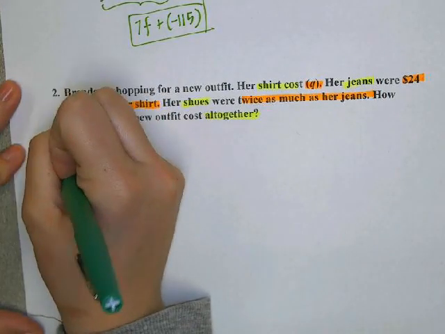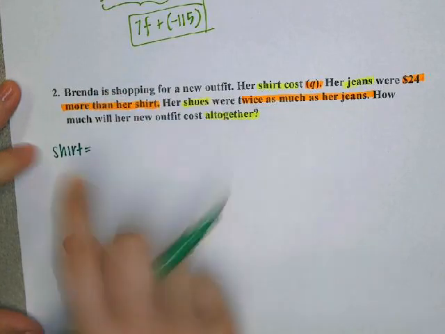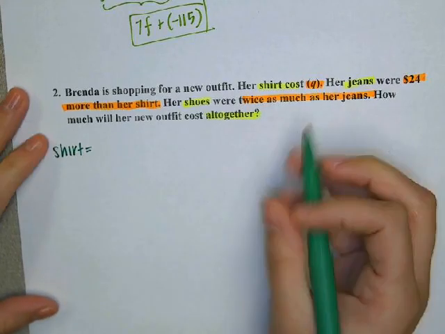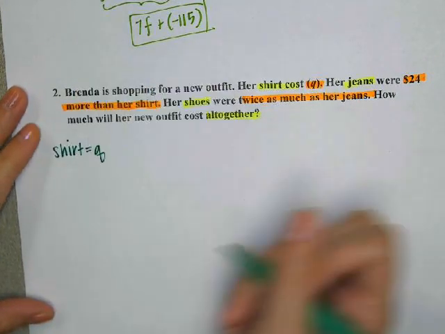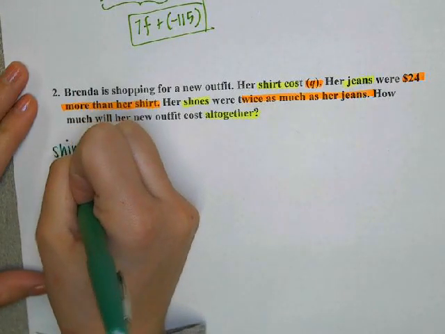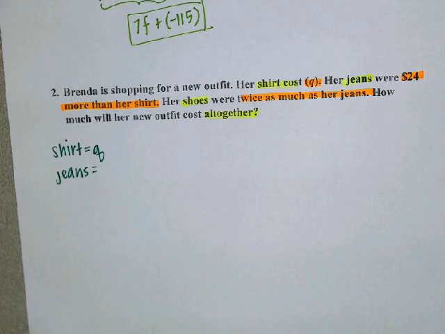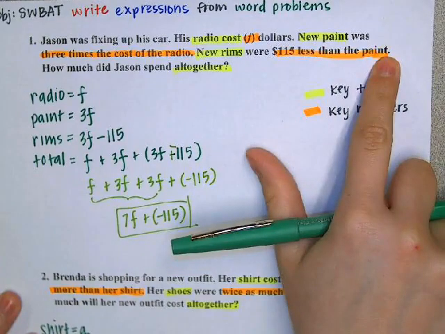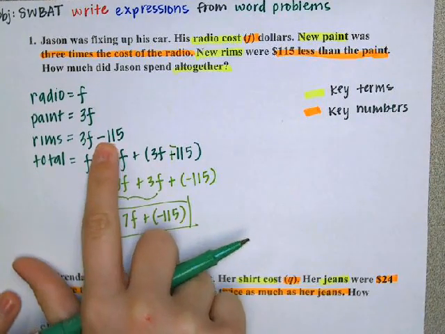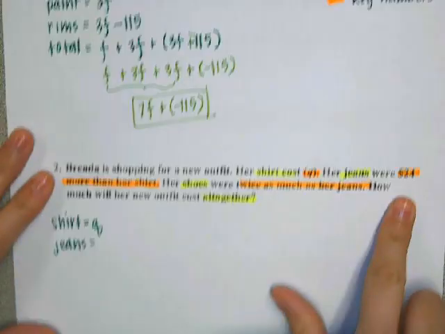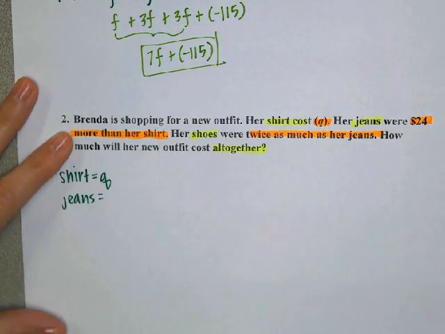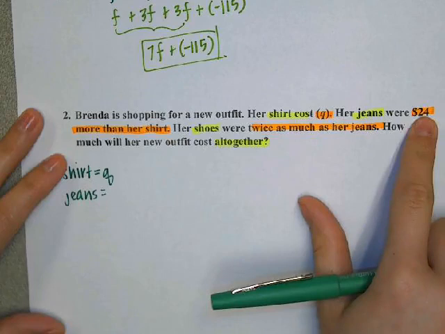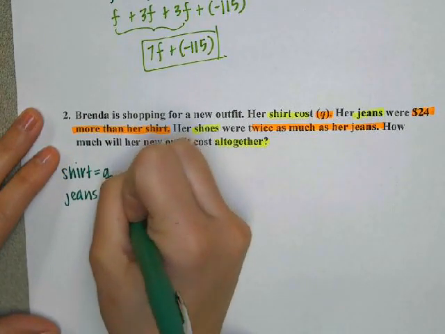So let's start with our shirt. And we could just go through and say what does it equal, because it's right next to it, highlighted in orange. So what does the shirt cost? It costs Q. And jeans, what does her jeans cost? Now think of the last one where we said less than, was less than the paint, and we subtracted. So now I have more than, so what do you think I'm going to do here? I'm going to take the shirt, and the jeans were more by 24, so I'm going to take the shirt and add 24.